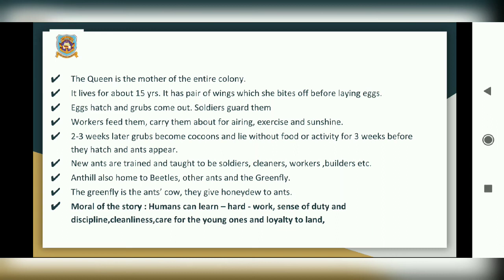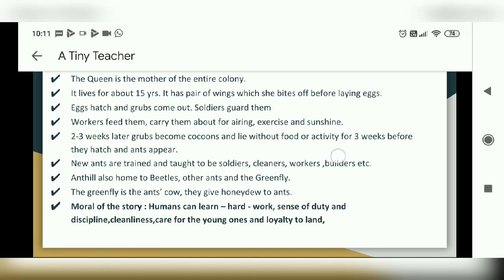So this is the story of ants' life, and it is titled The Tiny Teacher because there are a few things we human beings can learn from the ants, and that is the moral of the story. Humans can learn hard work, sense of duty and discipline, cleanliness, care for the young ones, and loyalty to the land. So these are a few things human beings can learn from ants, and that is why the lesson is titled The Tiny Teacher.